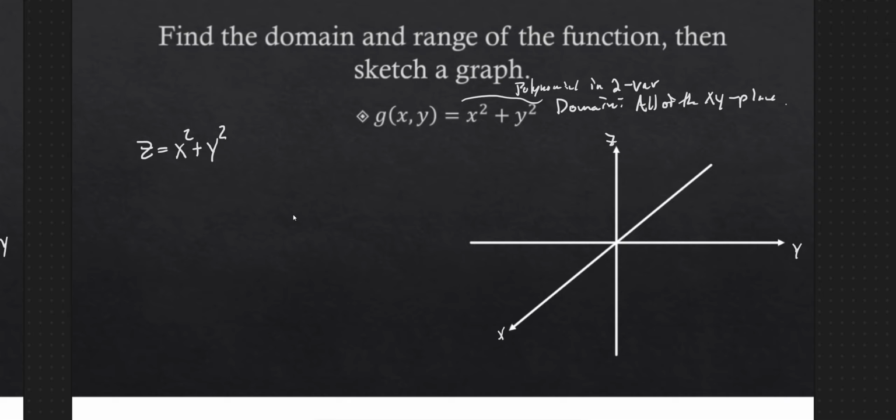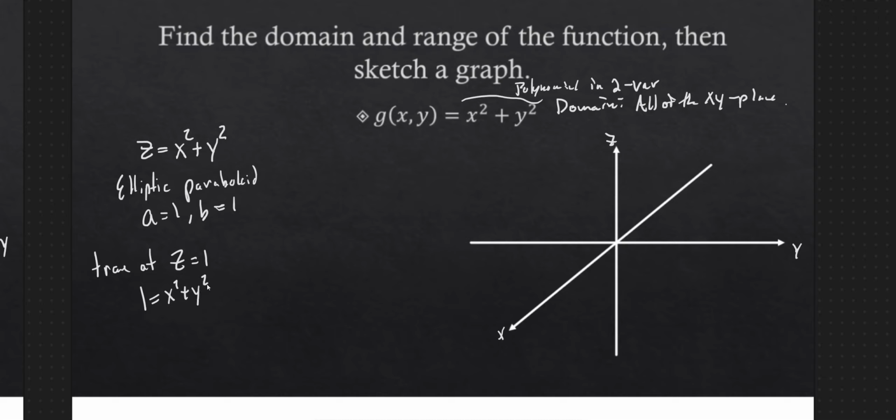Let's get a good sketch. So this gives me an elliptic paraboloid. And maybe I'll just make a comment that a is equal to 1 and b is equal to 1. So for instance, if I do a trace at z equal 1, I'll get 1 equal x squared plus y squared. And that's a circle of radius 1. So that's a pretty important one to do. Maybe I'll mark 1 here, and then I'll have, let's do 1, 1, 1, 1. This one's negative.